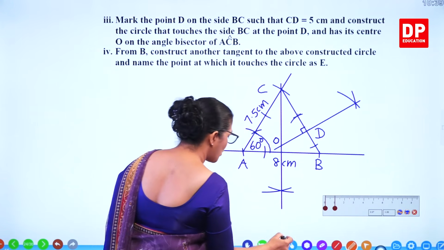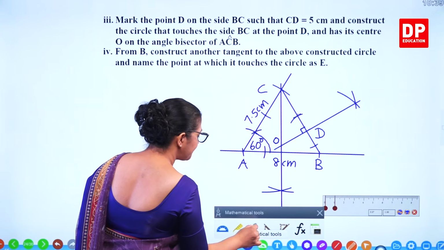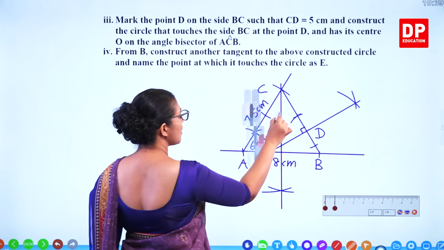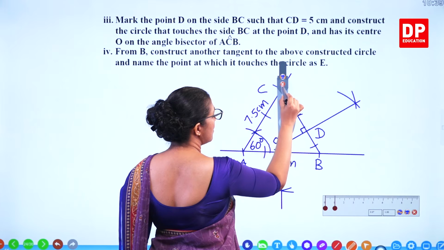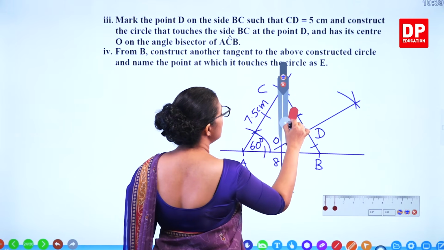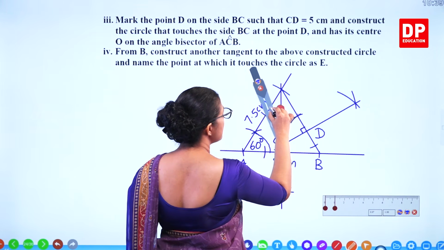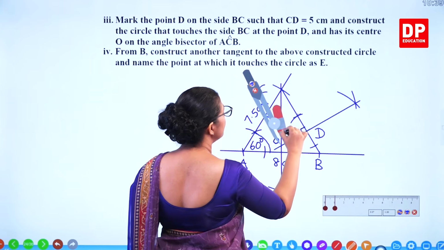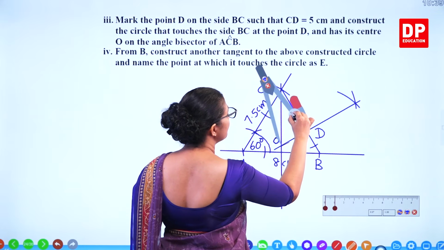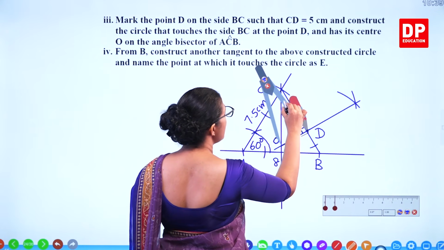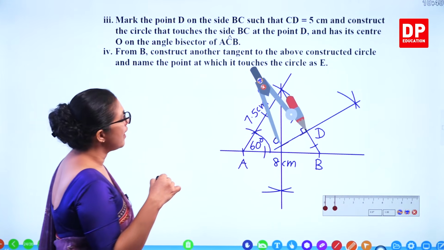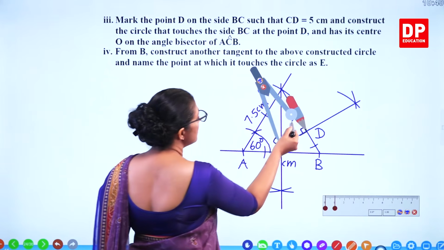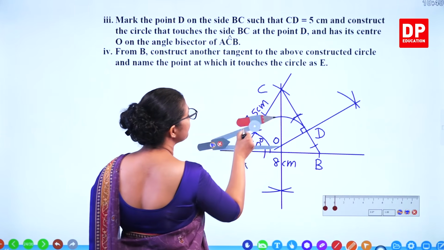So how do you construct the circle? You keep on top of the center and the radius is this point. OD is the radius. Now you can draw the circle.